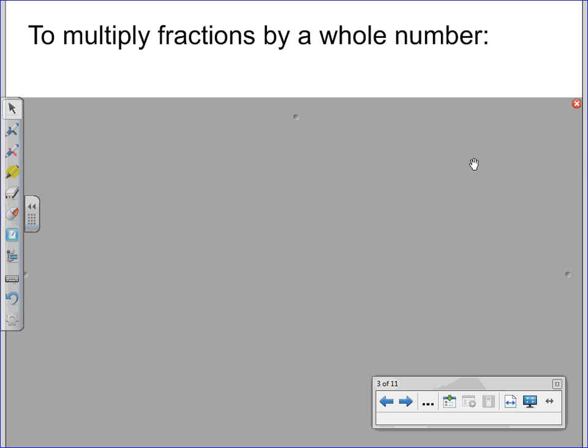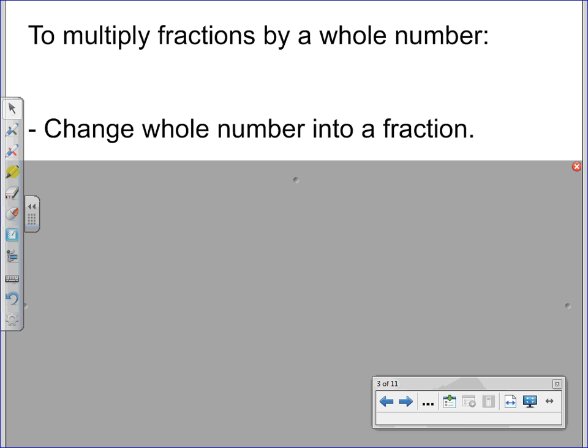The only difference is that when we have a whole number, in order to do the multiplication, we have to change the whole number into a fraction. If you remember, when we were multiplying a fraction by a fraction, we basically took the numerator times the other numerator, the denominator times the other denominator, and that's what we ended up with as our fraction. So in this case, if we have a whole number, there's no numerator, there's no denominator, so it makes it really difficult to do the multiplication. So we have to change it to a fraction, and we're going to take a look at how to do that here in just a second.